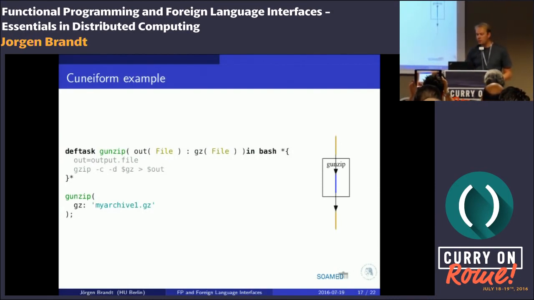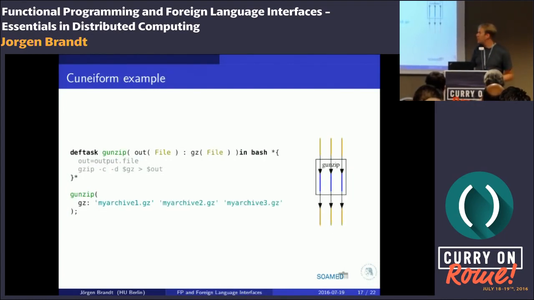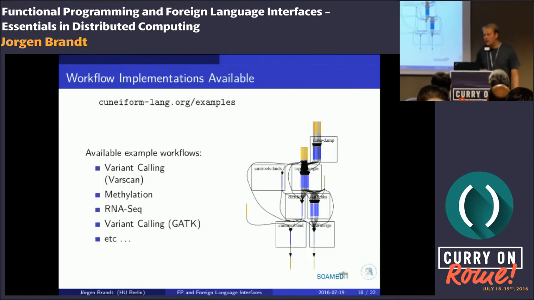And when I call this function on a list of stuff, then the language interpreter is able to find out that the unzipping of my archive1.gz has nothing to do with my archive2.gz, and then it can do this in parallel and distribute it on the cluster and whatever. Very simplistic, but this is essentially how it works. And then we can compose out of this all kinds of workflows. Right now on the website you can find examples. These are only from, there is a question.